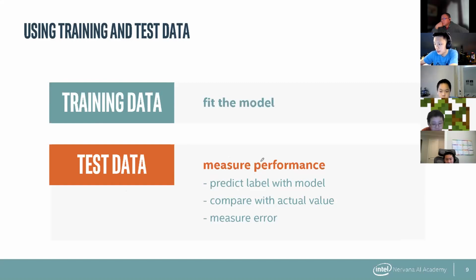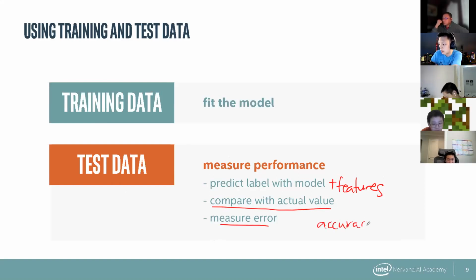So then you predict the label with the model, and I will clarify that you want to put your features in here. Of course, you feed your features into the model, and then you predict a label. And then you compare with the actual value, and then you measure the error. This is usually measured as accuracy if you're doing classification, or you can do MSE, mean squared error, for regression. These are different techniques to do it.